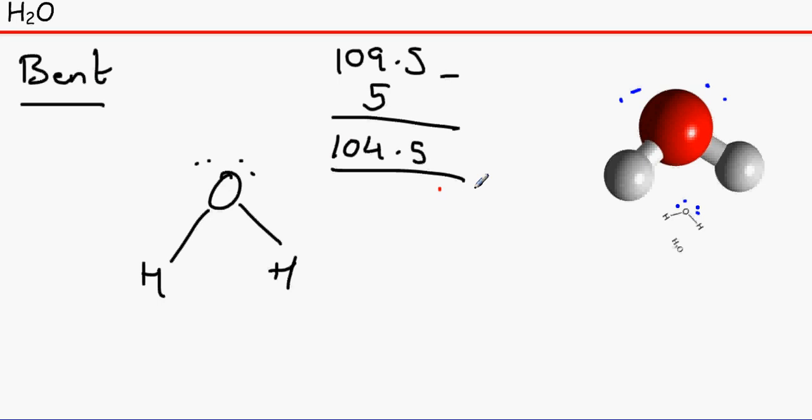The only things you need to remember is that linear is 180, trigonal planar is 120, and tetrahedral is 109.5. You can calculate what the trigonal pyramidal angle is, and you can calculate what the bent angle is for them. So that's bent, 104.5, and what was I missing? 2 lone pairs, 2 bonded pairs.